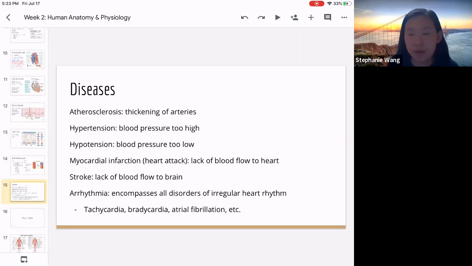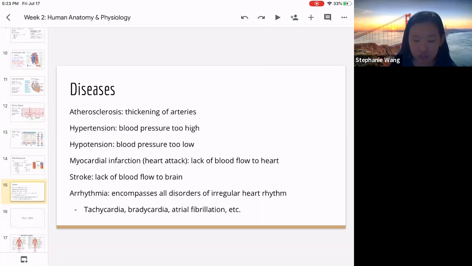Atherosclerosis. I'm not completely sure, but I think atherosclerosis is one of the most common diseases in the US. This is basically when you have thickening of the arteries, either because there's too much fat accumulating in the artery walls, which is also a side effect of diabetes, or you can just have hardening of the artery walls, and this is called arteriosclerosis.